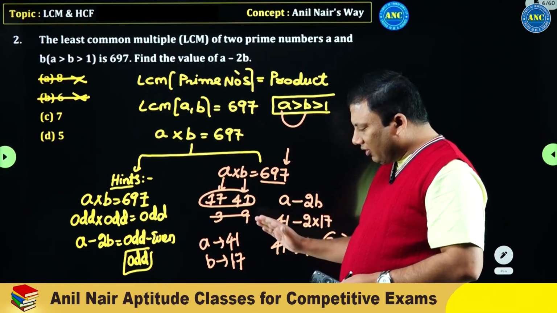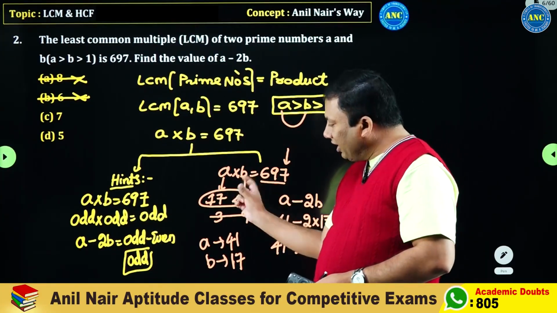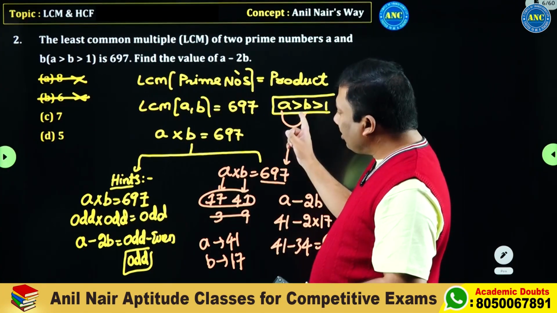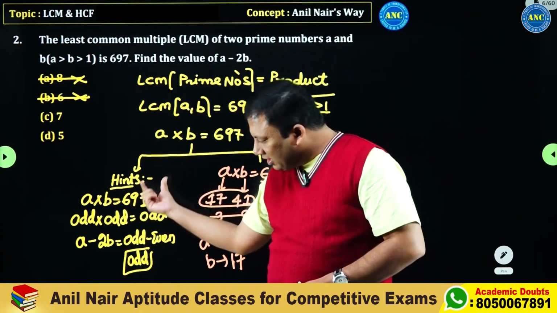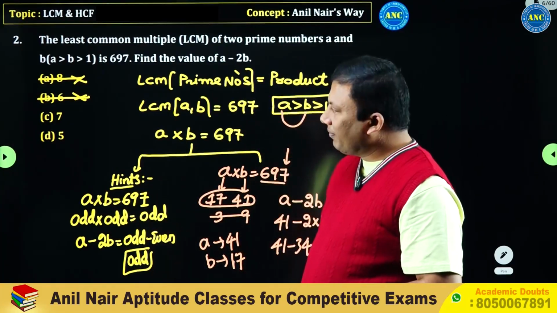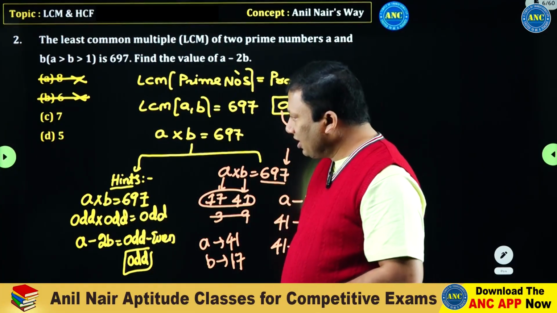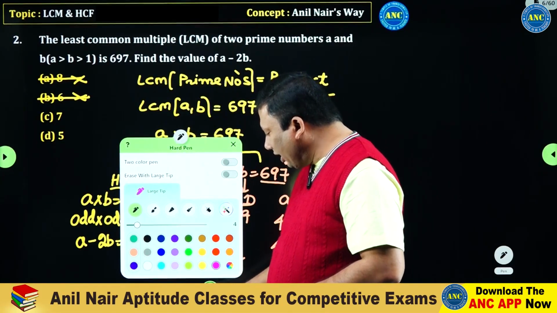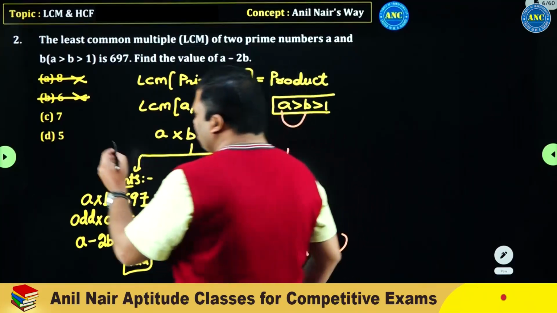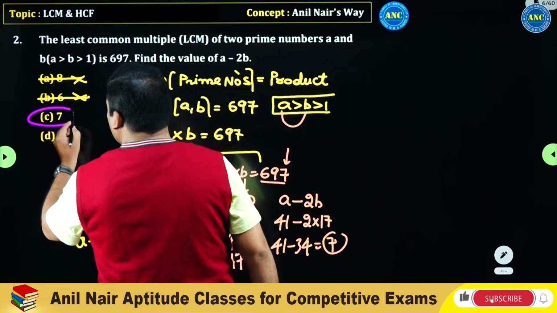A will be 41 and B will be 17. Why did I reverse this case? Because A is greater than B. By using this hint, you can eliminate 2 incorrect answer options and increase your probability. I hope the idea is clear. Second question, the answer for this question is option C.